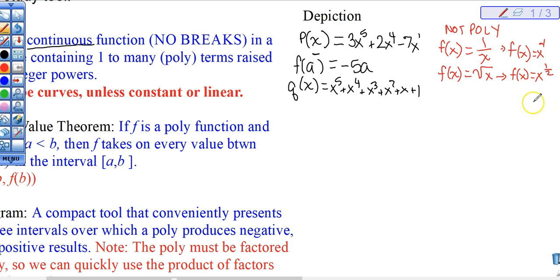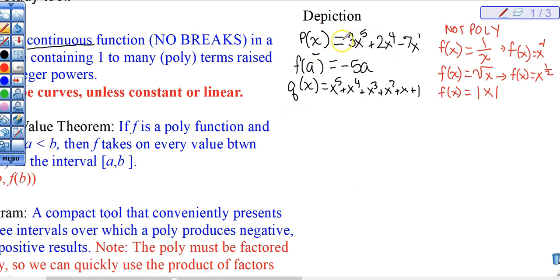X to the half power. That's a rational exponent. That does not create a polynomial. It's not a continuous curve. You know that it only goes in one direction forever, not in both directions forever. Okay, so that's not a polynomial. Here's one more example, the absolute value of x. That doesn't graph curves, right? That graphs a V. So those are not polys.